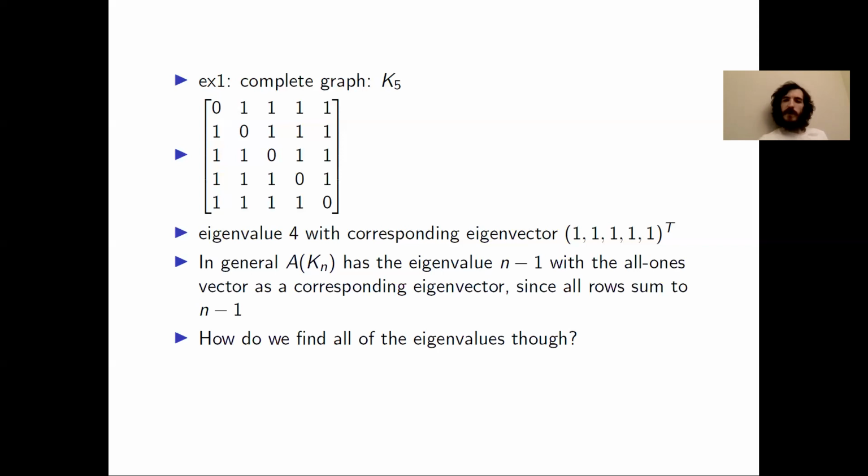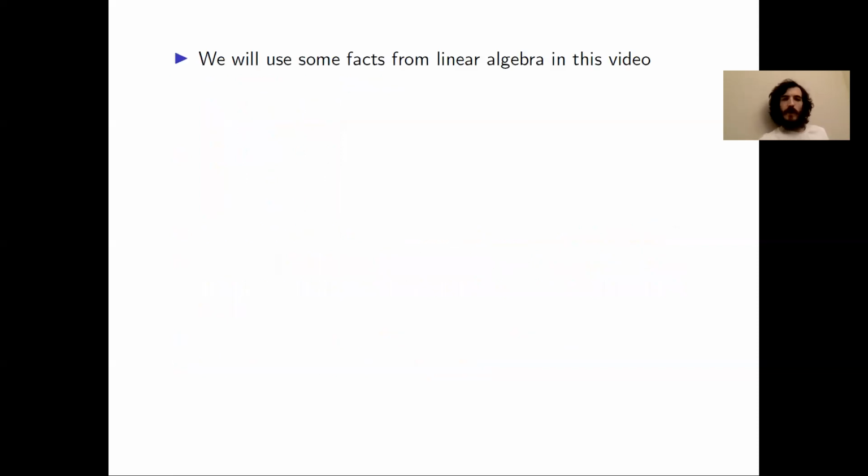Well, there are some useful facts from linear algebra that we can combine, and they will help us find the rest of the eigenvalues. And like I said, there's a total of n eigenvalues. It's possible that some of them are repeated, though. So there's n of them with multiplicity, but we don't know how many of them are distinct. So we're going to use some useful facts.